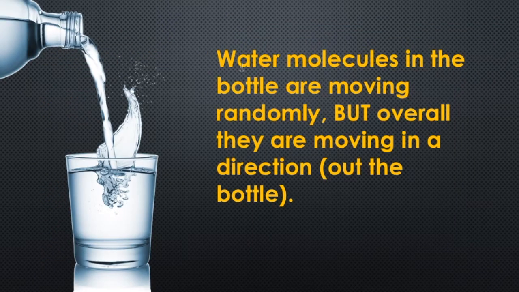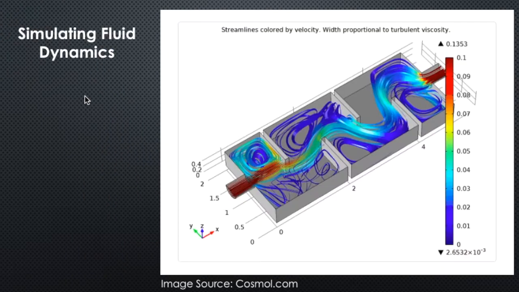Consider this image here of water being poured out of a bottle. The water molecules in the bottle are moving randomly in all directions. So are the water molecules in the stream that's being poured out. Though these molecules are moving in random directions, collectively they're all moving in one direction, that is out of the bottle into the cup.